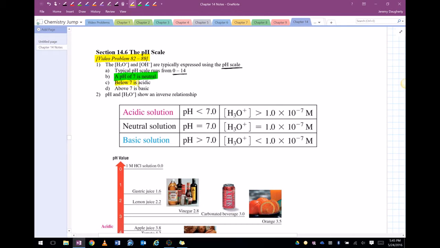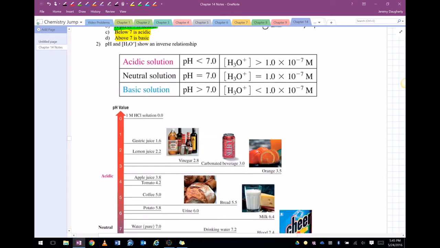Anything below 7 is acidic. Anything above 7 is basic. You probably knew that already, but 0 up to 7 is an acid. 7.00 is neutral. And then 7 to 14 is your base.